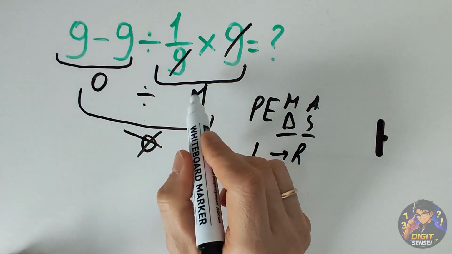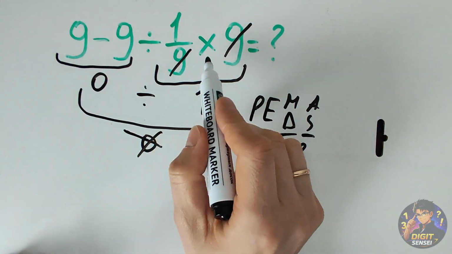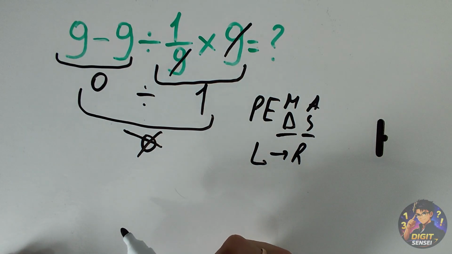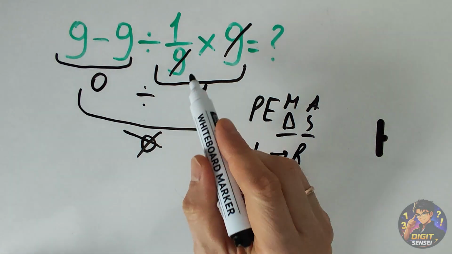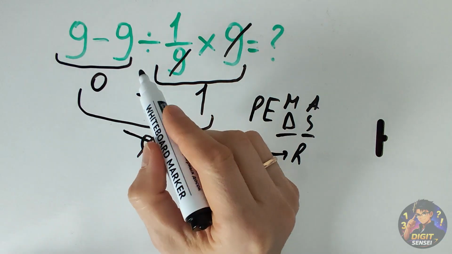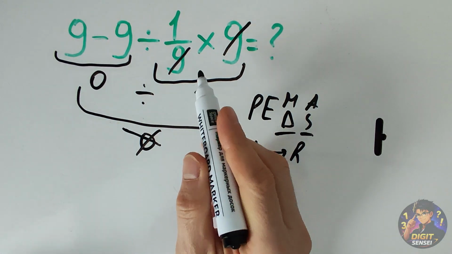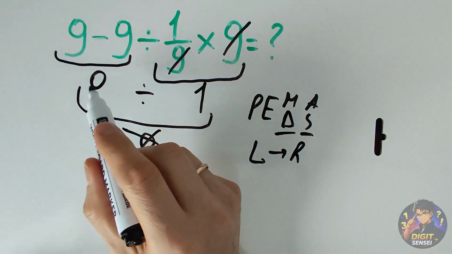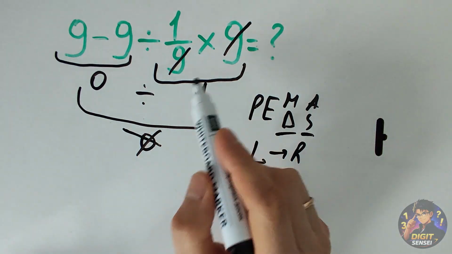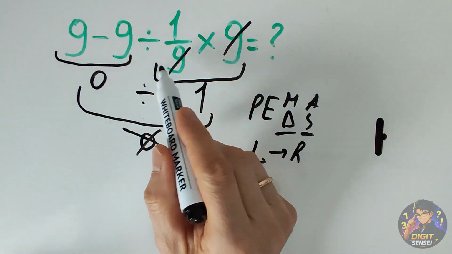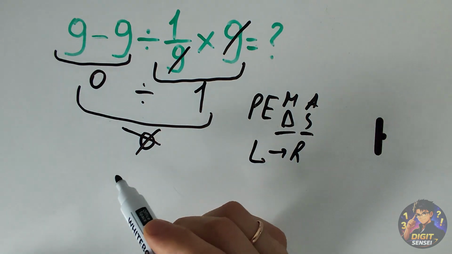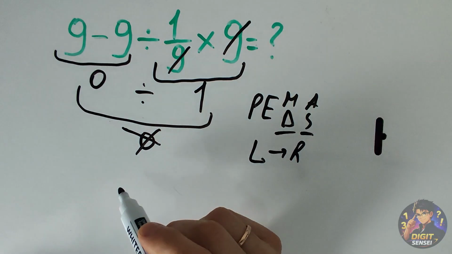In this expression, we have one subtraction, one division, and one multiplication. According to PEMDAS, multiplication and division have a higher priority than subtraction. And also, multiplication and division have equal priority and we have to go from left to right. So, first we have to do this division, then this multiplication, and finally this subtraction.